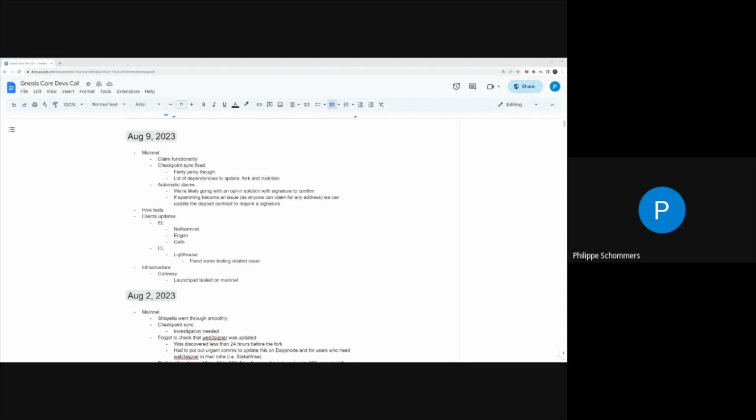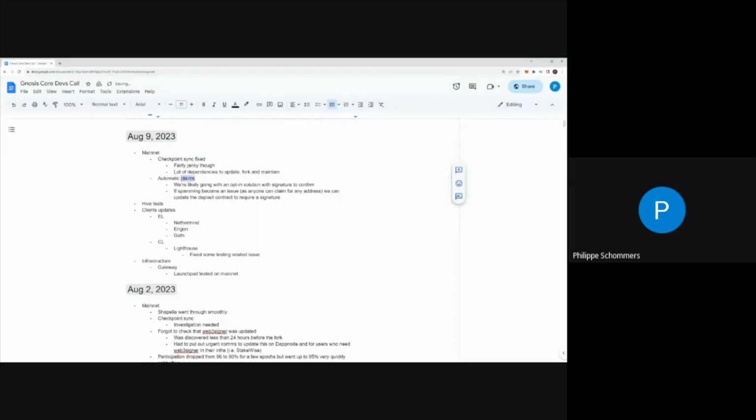So regarding mainnets, we've been talking a bit about the claim functionality, or I guess automatic claims in this case. Basically we run a script that automatically claimed withdrawals for everyone every few minutes or hours, I'm not quite sure. And people were not very happy with that because they were getting spammed, and then maybe there are some tax related issues. So we stopped that.